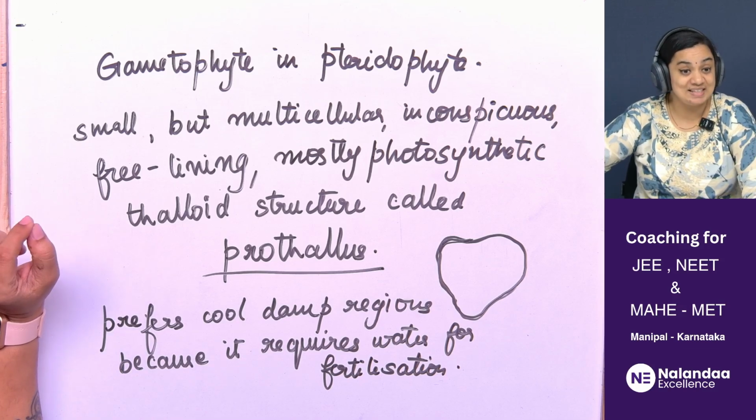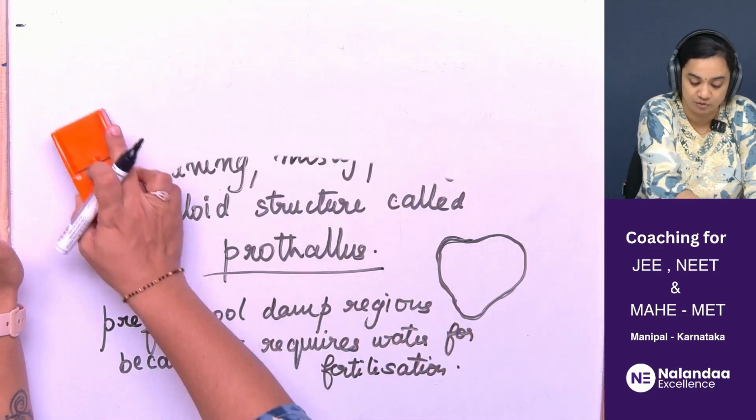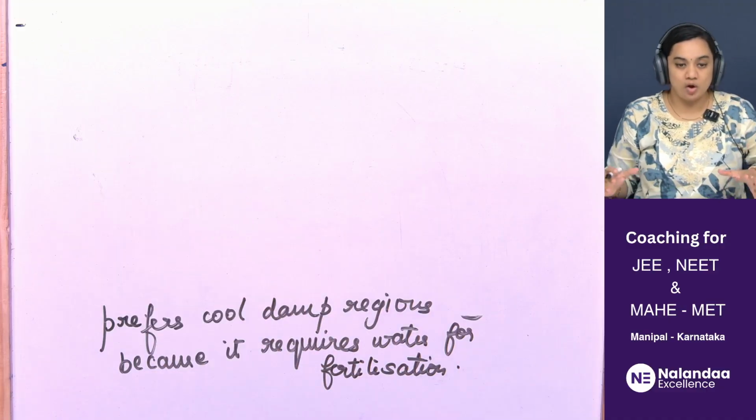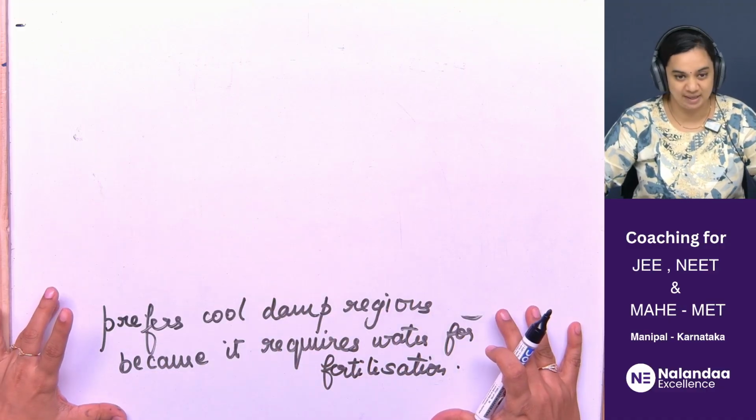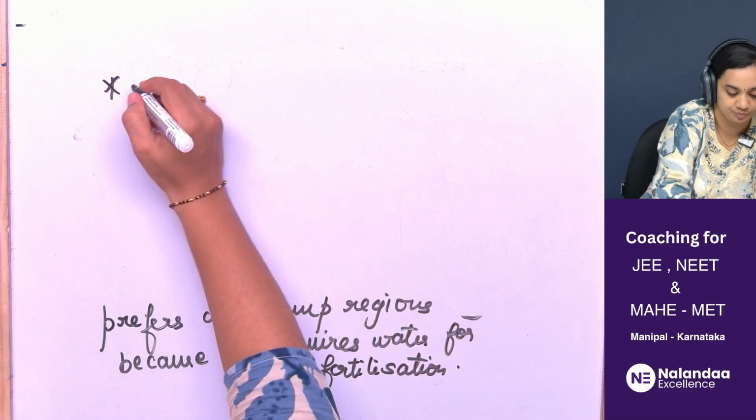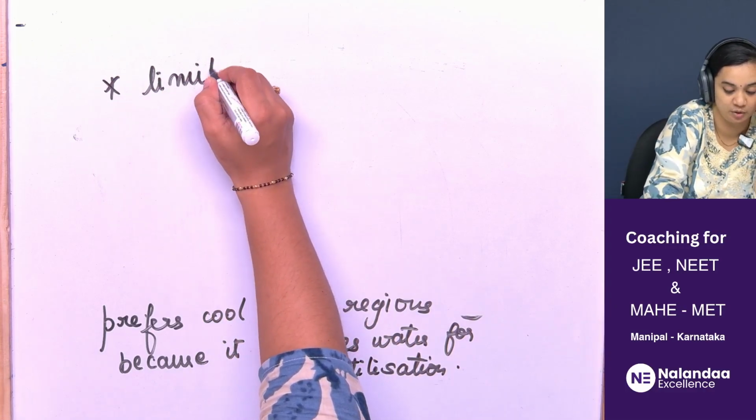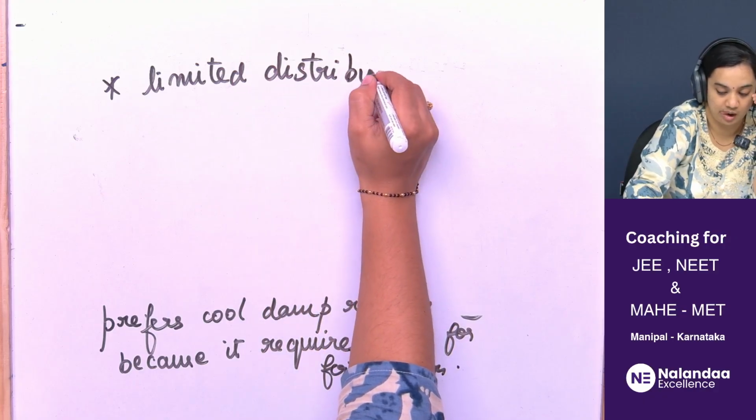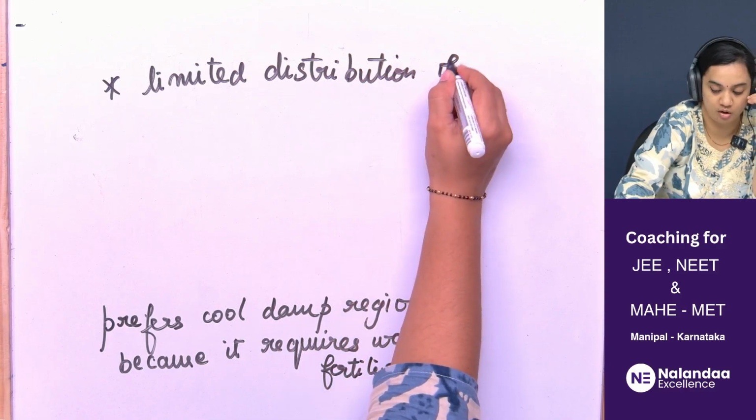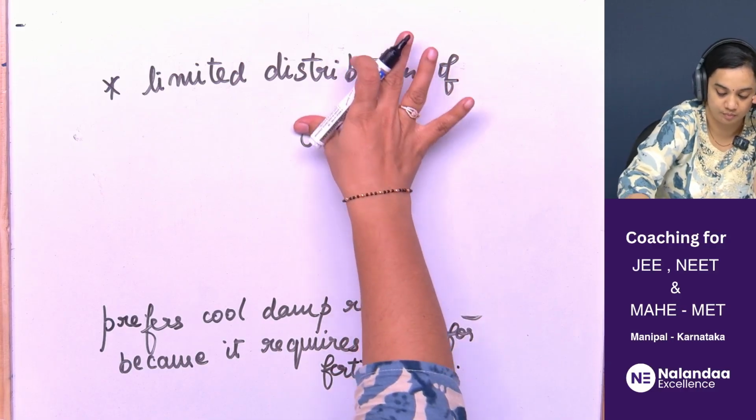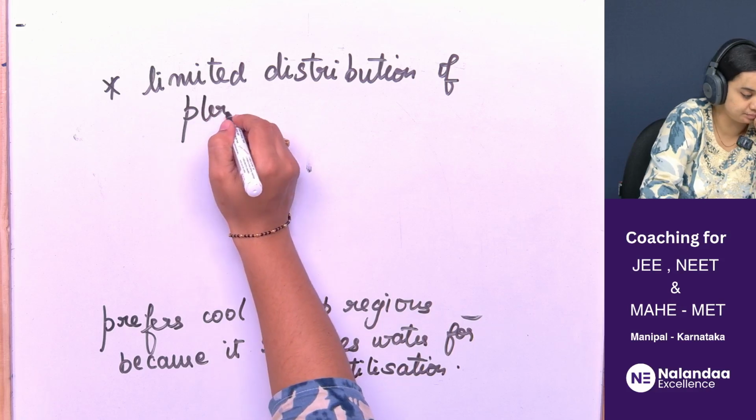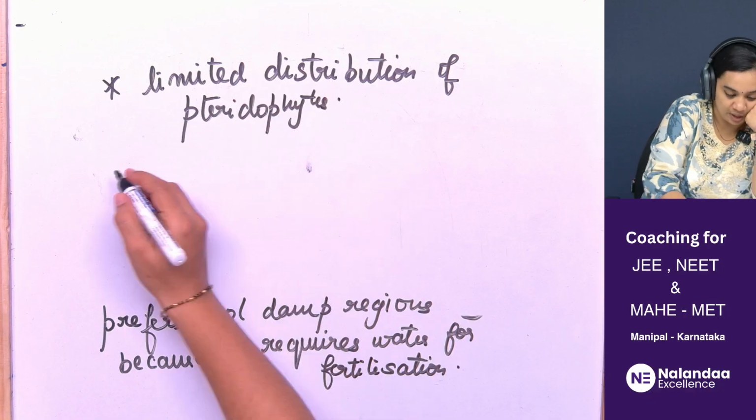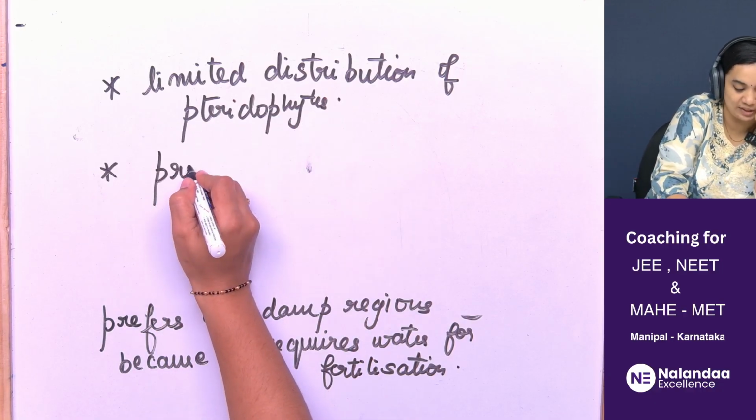And this is the reason why the distribution of pteridophytes is quite limited. Because these gametophytes are very picky in where they grow, there is limited distribution of pteridophytes. Now what does the prothallus contain?